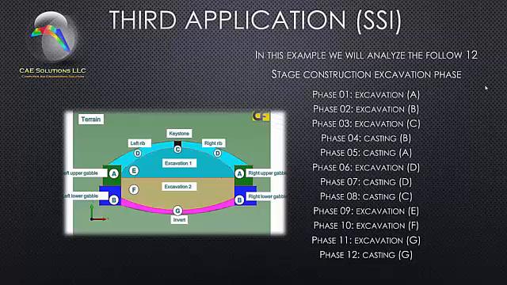excavation B, excavation C. Then you have the casting B, casting A, excavation D, casting C. Excavations E, F, and G for phases 9, 10, and 11. And last, phase 12, which is casting G.